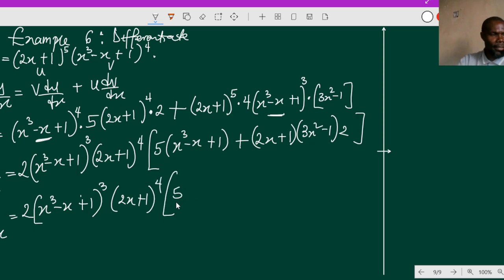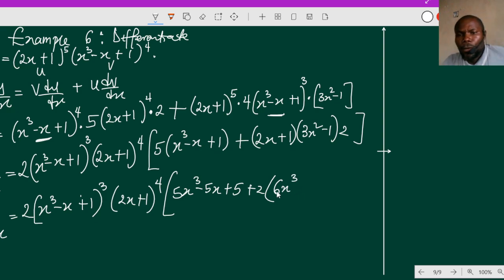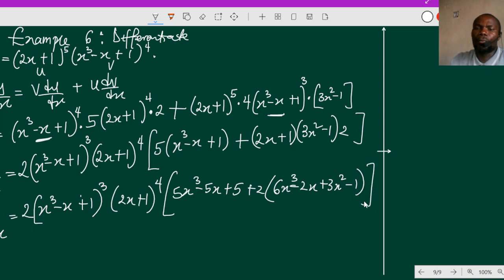We have 5x cubed minus 5x plus 5, plus 2x times this, we have 6x cubed. 2x times minus 1, we have minus 2x. 1 times, we have plus 3x squared minus 1, all in the bracket.